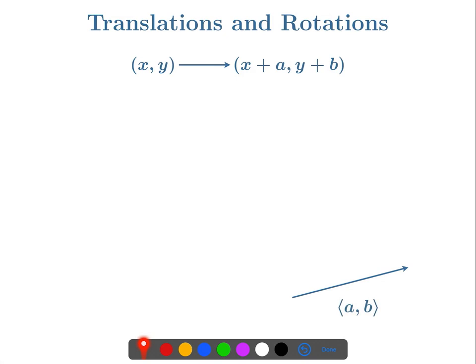So if we imagine the vector (a, b) being as drawn down here, and we want to know what this translation is doing to points, it's basically going to move all the points in the direction of the vector and the same length as the vector. So it would have this effect. So a translation moves points in a certain direction, a certain amount.